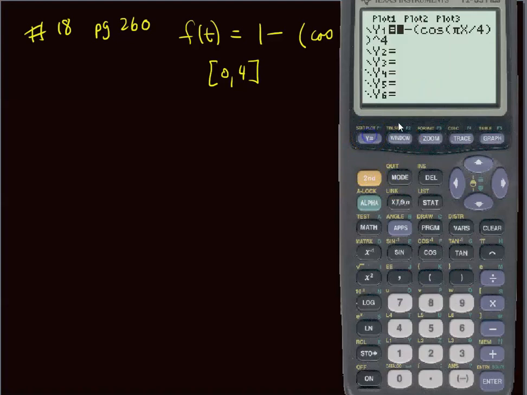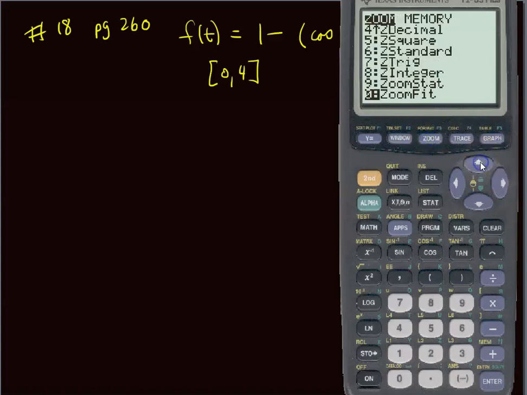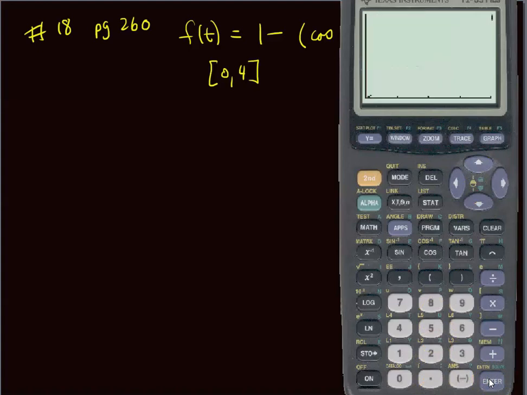Once you've done that, we've got this function. If you set up your window and go from 0 to 4, and we're going to count by ones, that's what the scale is, to figure out your y min and y max and stuff like that, you need to go to zoom and then go down and find zoom fit. It should be 0. And zoom fit will calculate the maximum and minimum y values for the window.